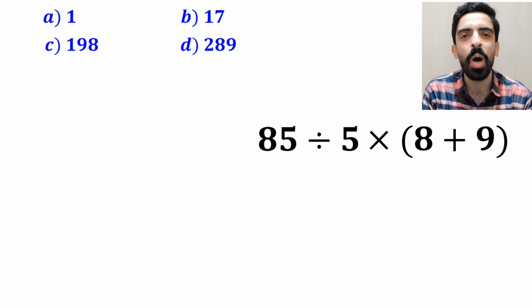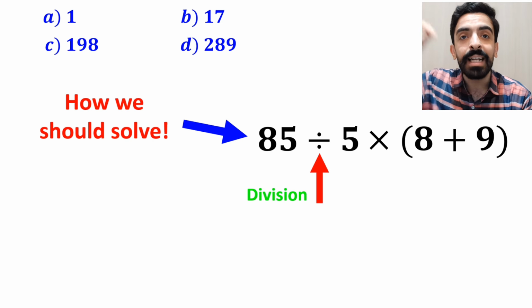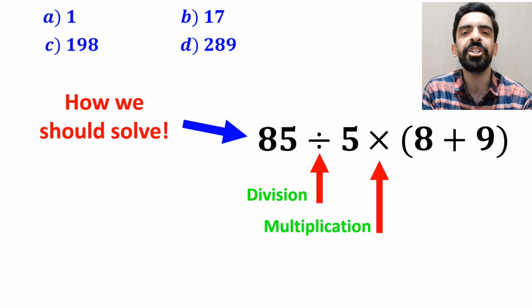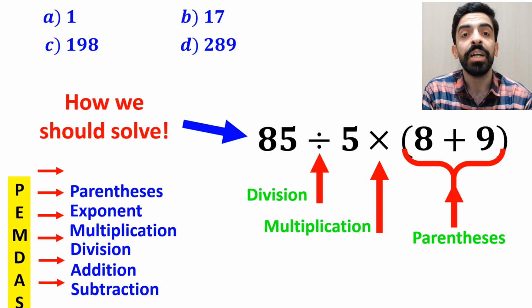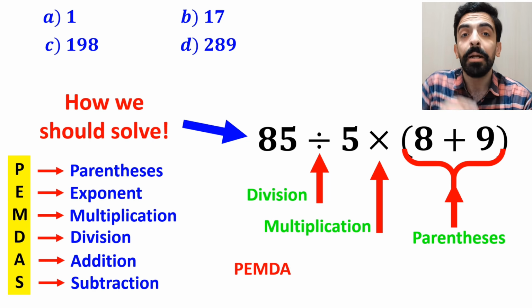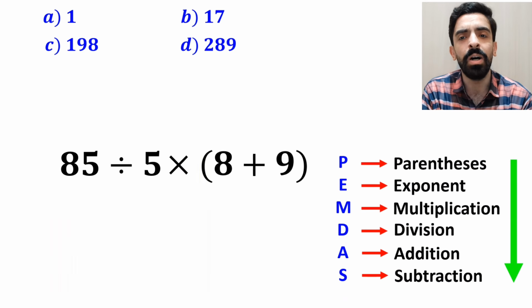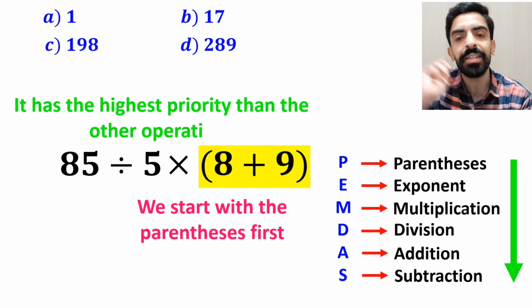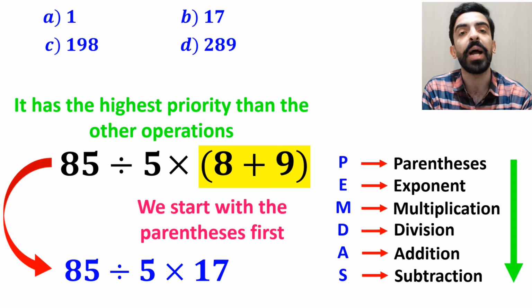Alright, now let me show you how to solve this expression properly. As you can see on the screen, in this expression, first we have a division sign, then a multiplication sign, and finally parentheses. To solve this question, we need to use the PEMDAS rule. PEMDAS shows us the priority of the order of operations. So, we start with the parentheses first, because it has the highest priority than the other operations. Okay, this expression simplifies to 85 divided by 5 multiplied by 17.